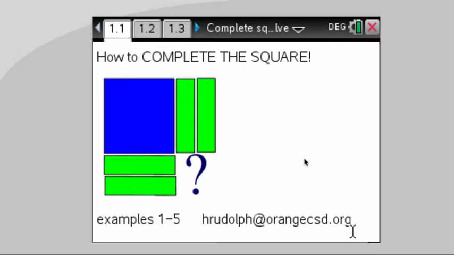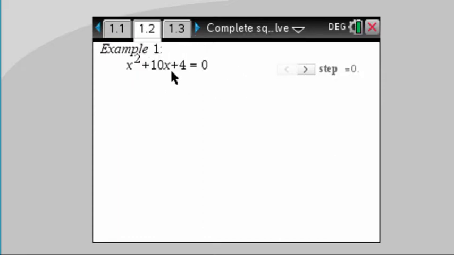Okay, quick run through of this calculator file because there are 5 examples. You can slow me down, you can pause, you can fast forward, so go to the example that you need. First example is solving a quadratic by completing the square.